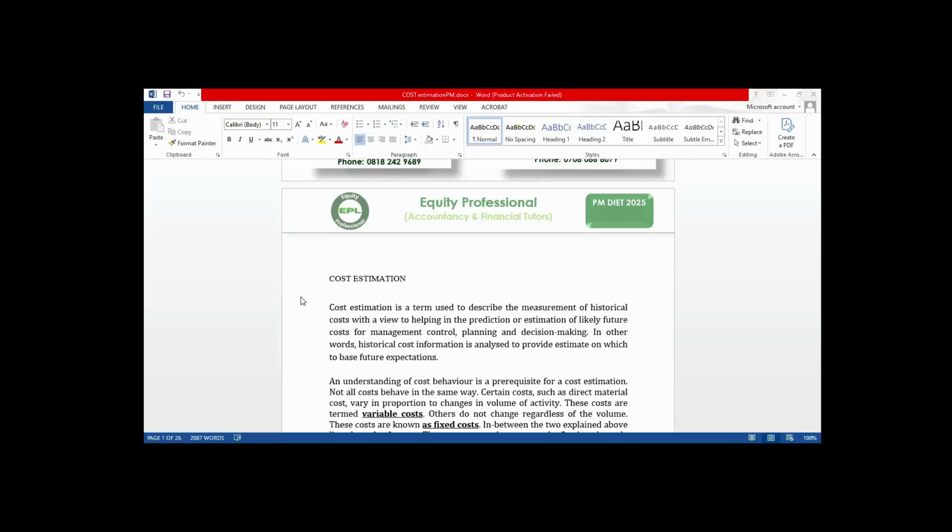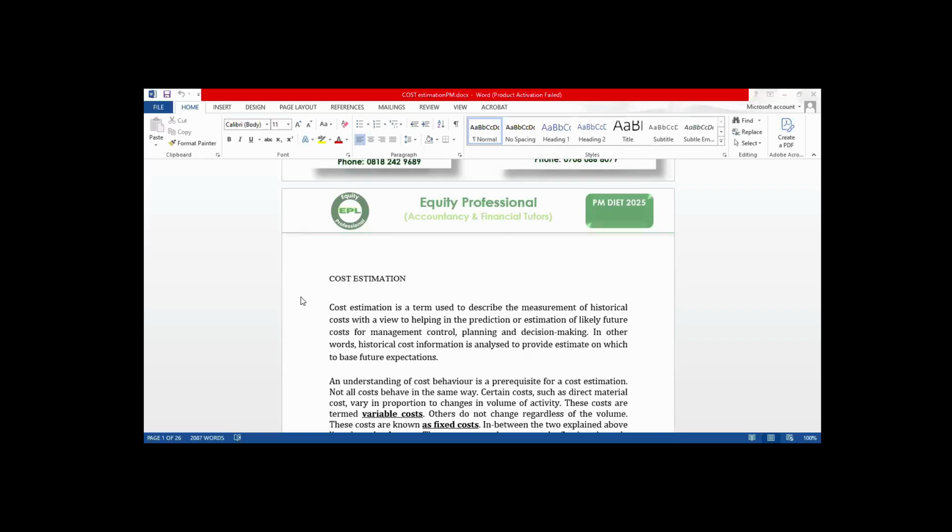We talk about variable costs. Those are costs that respond positively with the volume of production. Variable costs are costs that vary in direct proportion with the volume of production. The more we produce, the more the total variable cost incurred.